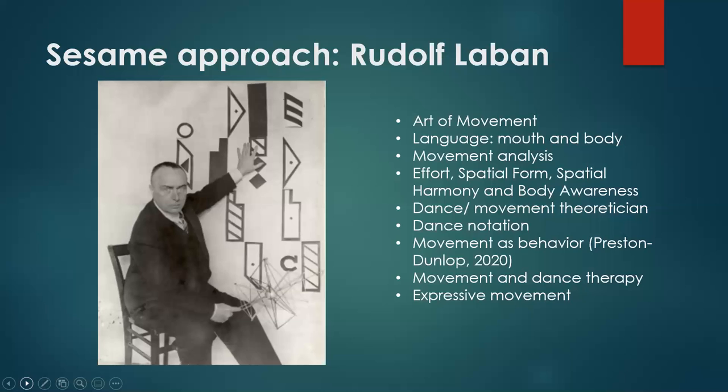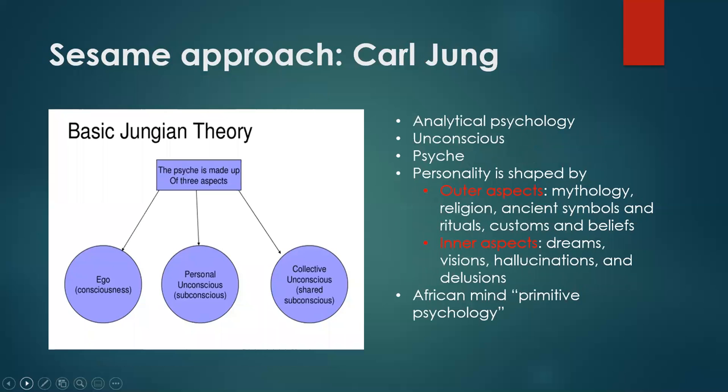Carl Jung's contribution to the Sesame approach was his notable theory of analytical psychology, where his work on the psychology of the unconscious brought focus to aspects that shape personality. These were both outer aspects, namely mythology, religion, ancient symbols and rituals, customs and beliefs, as well as the inner aspects, which were namely dreams, visions, hallucinations, and delusions.